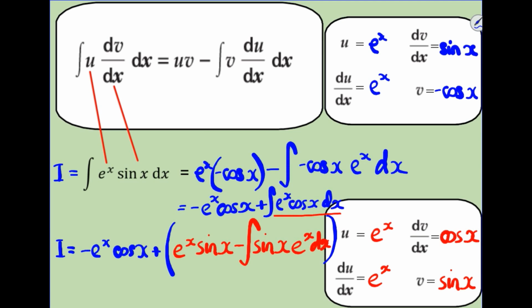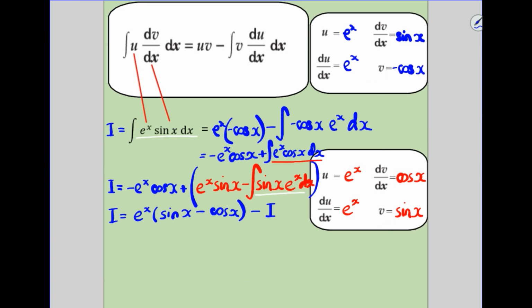Are we getting any closer to the answer? Yes. You should notice something. What is that new integral? It's actually the same as the original question. So let's rewrite the whole expression. We'll factorize the negative e to the x cos x plus e to the x sine x and rewrite it as e to the power of x multiplied by sine x minus cos x. And now we'll call that I.